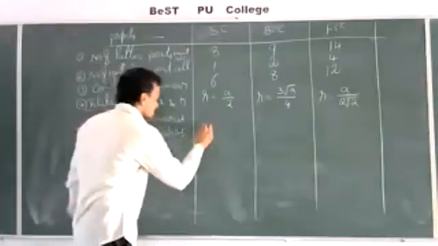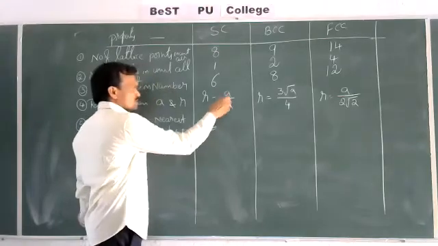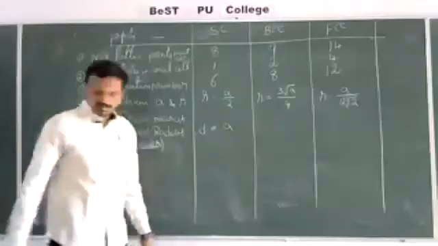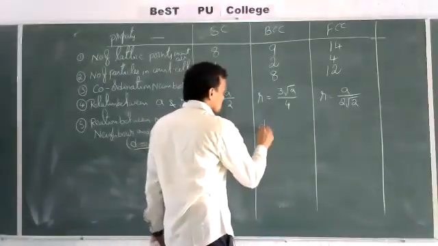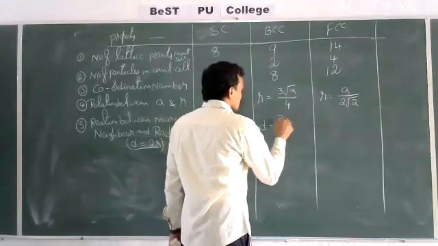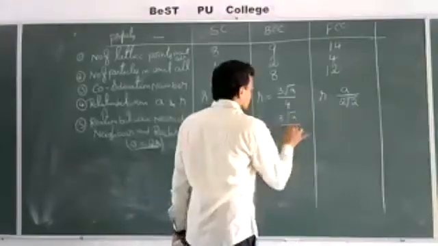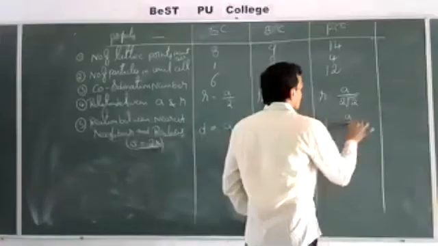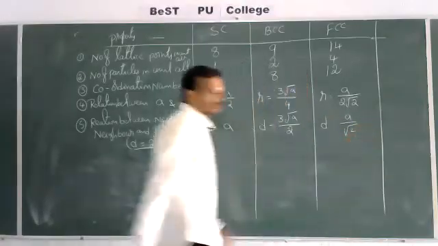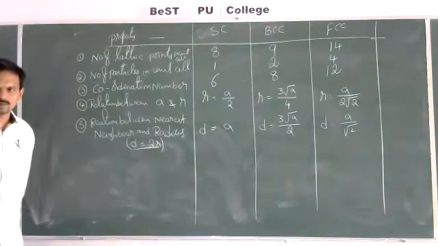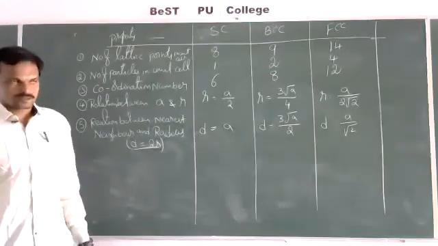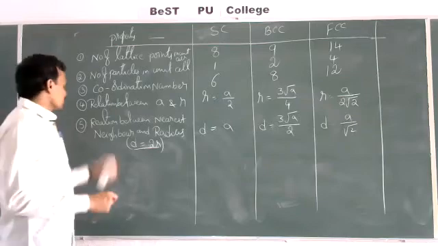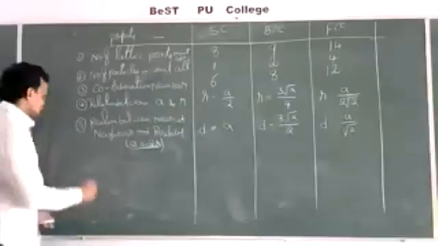Now here d is equal to, so just double this, we get a. Then here d is equal to double this, root 3 a by 2, and here d is equal to a by root 2. These are the nearest neighboring distances. So double the radius is nothing but the nearest neighboring distance.